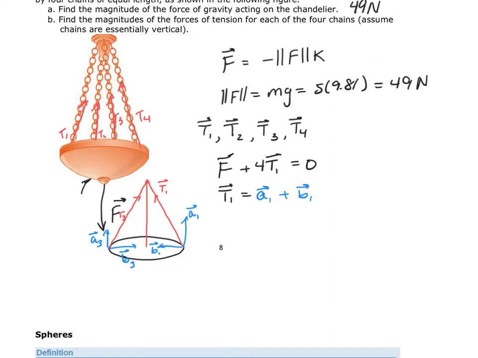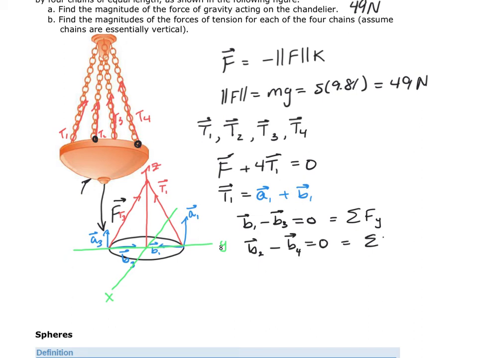If I take a look at the way I've drawn this, these are my y-axis. Then these are my x-axis, and I wrote z. It should be my x-axis. And of course, this is my z-axis. What I know is that my B1 minus my B3, because it's going in opposite direction, is going to be 0. And that is the summation of the forces in the y direction, because they're going to counter each other out. Similarly, T2 and T4 are going to have something similar with their B's. So the B of T2 and the B of T4 are going to cancel themselves out, and this is a summation of the forces in the x direction.